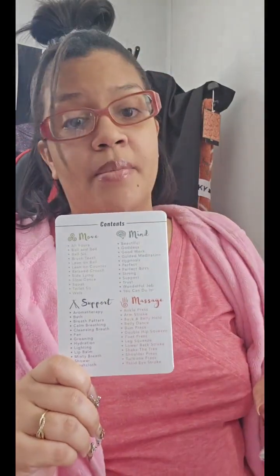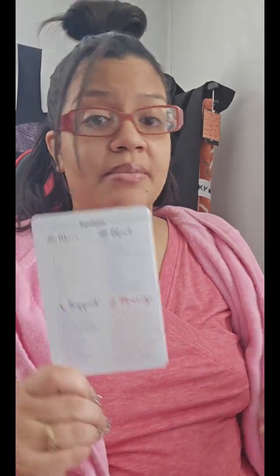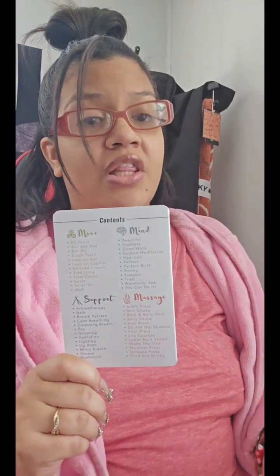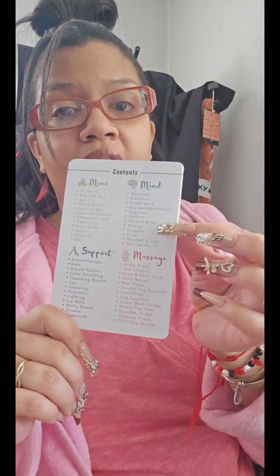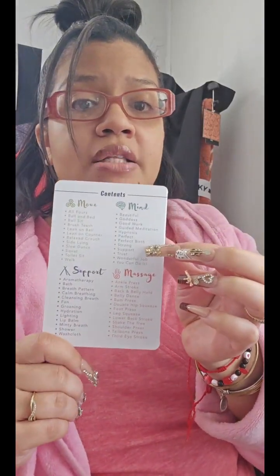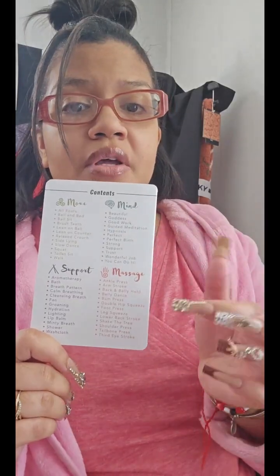I have multiple decks and I loan them out to my clients in the last couple of weeks of their pregnancy. I let them take it to the hospital or their birthing location with them, and then I collect it at the delivery or in their postpartum visit. There are 4 categories of cards: mind, move, support, and massage. Okay, so let me see if I can find the hip squeeze one real quick. Give me a minute so that I can also show it to you.